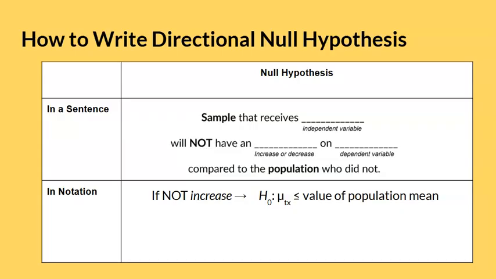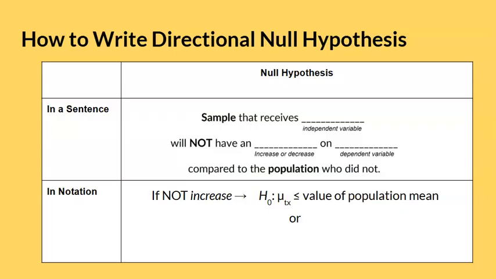If we are predicting that there is not an increase, the sign will be equal to or less than the value of mu. If the sample is the same value as mu, meaning they're equal to each other, then that is still not an increase. That is why we're using the sign equal to or less than in notation. In essence, the sign here in the null hypothesis is the opposite of the sign used in the research hypothesis.